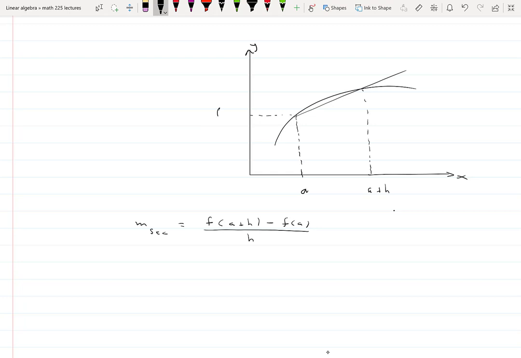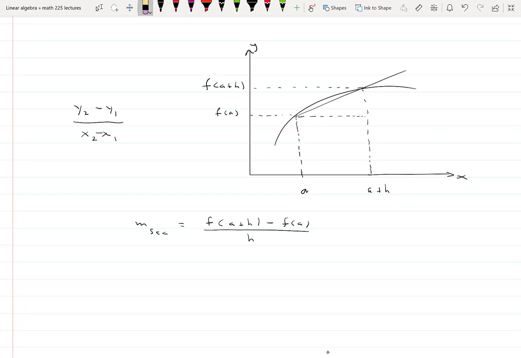You see, if we're given two points, a and f of a for the y value, and a plus h and f of a plus h for the second y value, then we know from algebra that the slope is nothing more than, if you'll recall, the second y value minus the first y value, y2 minus y1, over the second x value minus the first x value. Well, the second y value is f of a plus h, minus f of a, that's y1, and x2 minus x1, well, a is x1, and a plus h is x2, so x2 minus x1 is a plus h minus a, which is just h. Okay, so that's how we got our slope of our secant line.